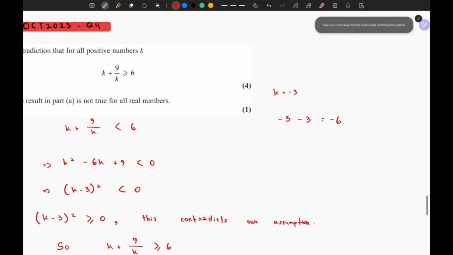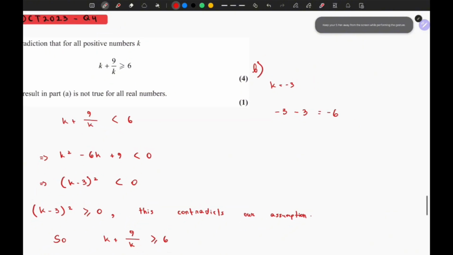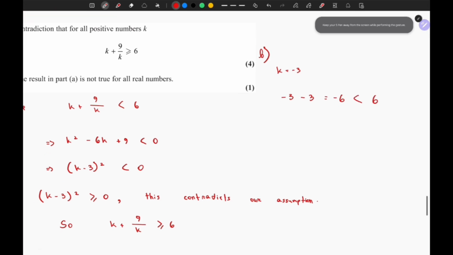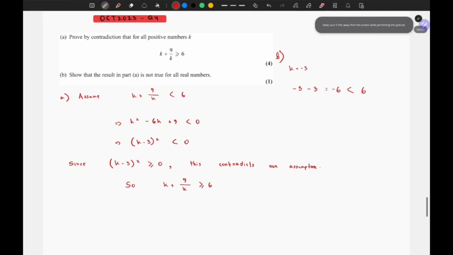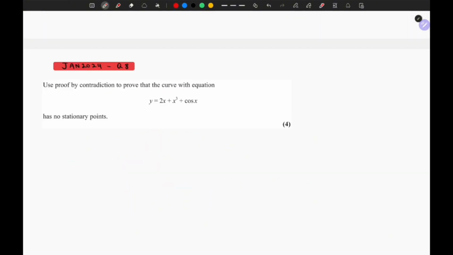So that is it for part B. When k equals negative 3, the answer is negative 6, which is less than 6. So now you can end with a conclusion that the inequality in part A is not true for all real numbers. So that is it for this question. Now moving on to the next question.